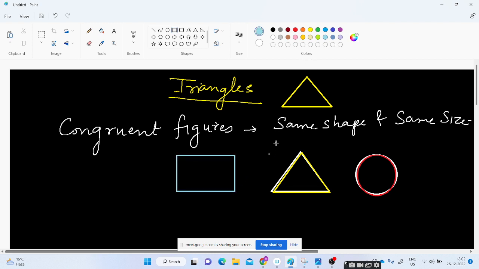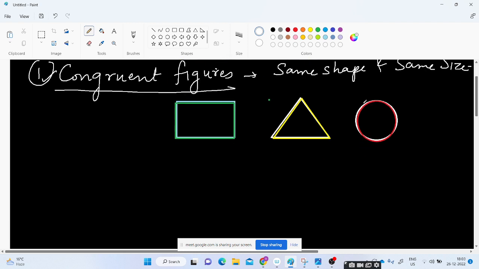The other one is the green one. Okay, so you can see both are the same shape and size, superimposing over each other. So this is the understanding of congruent figures. Okay, now second is similar figures.